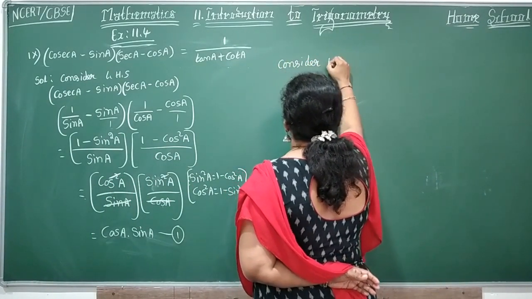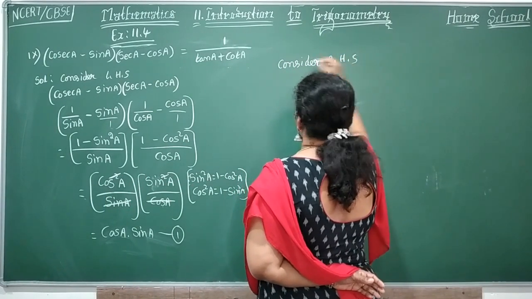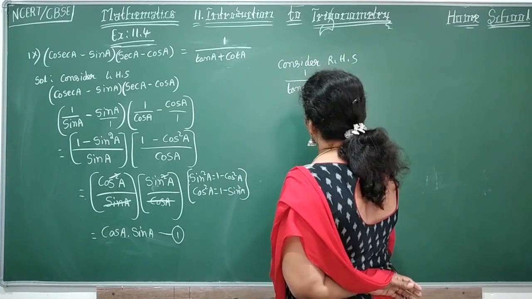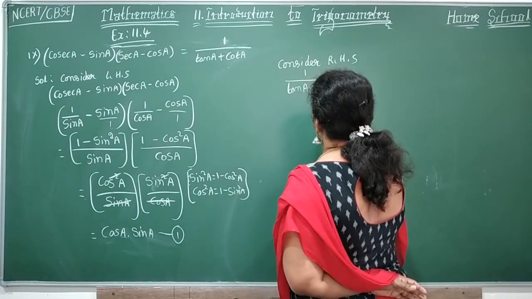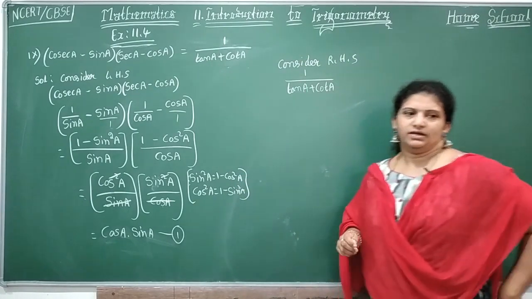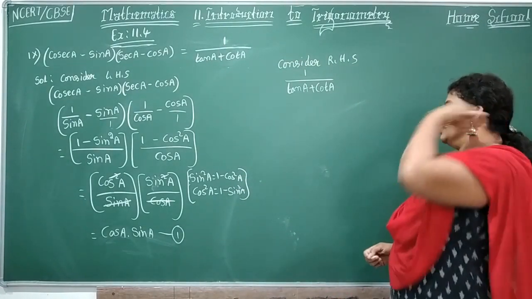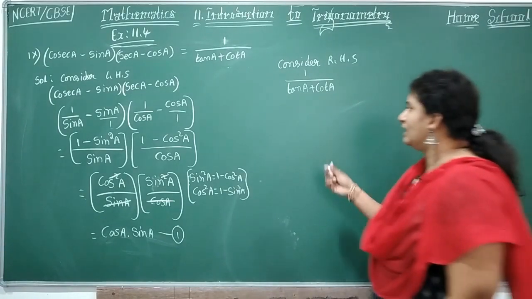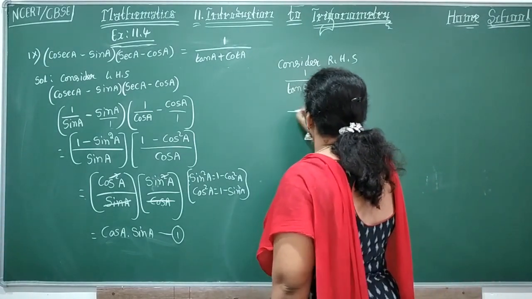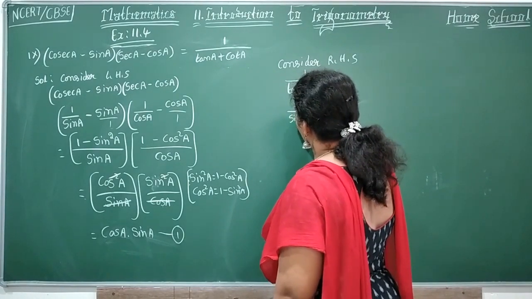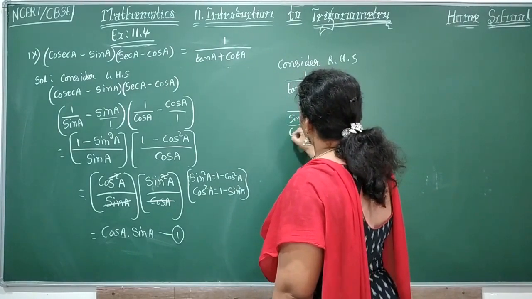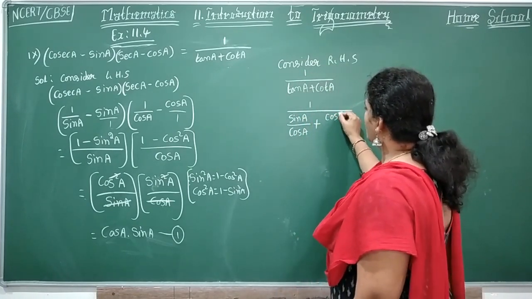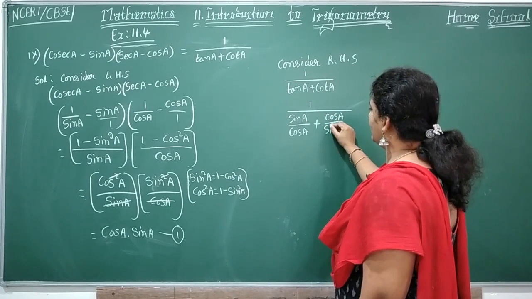Consider RHS, right hand side. What do you have on the right hand side? 1 plus tan A plus cot A. 1 plus tan A plus cot A, children, here. What is this tan A? How can you write here? Tan A can be rewritten as sin A by cos A, plus cot A can be rewritten as cos A by sin A.